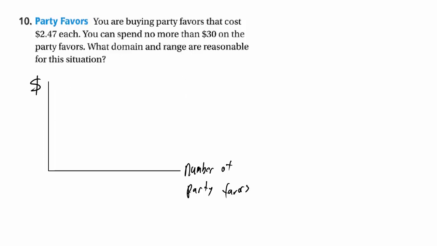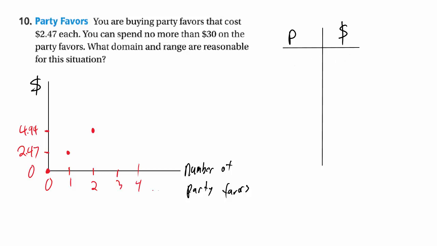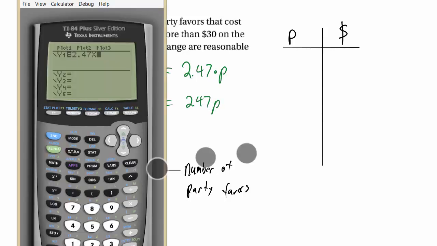Number 10, we're buying party favors. Party favors, they cost $2.47 each. Now, since I can't buy half of a party favor, I'm going to plot this in a discrete way. These are going to be kind of separated. So you could think of your range as, well, I can spend between $0 and $30, but if I actually plug in the values, I can only buy integer levels of party favors. You can't buy 2.5 party favors. But the idea is it's $2.47 for each party favor you buy.